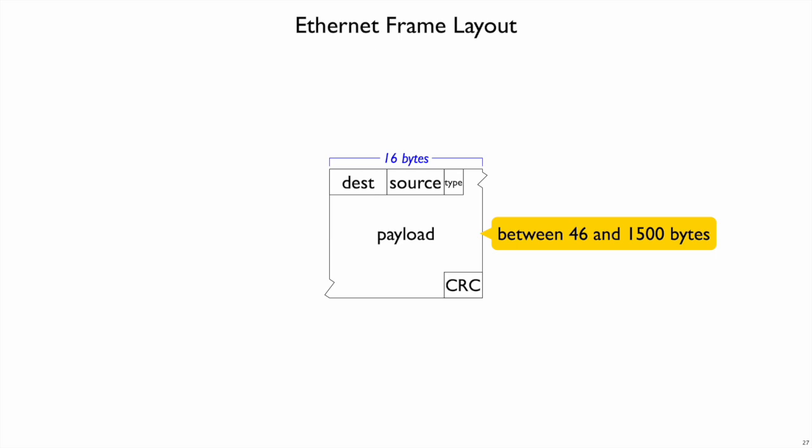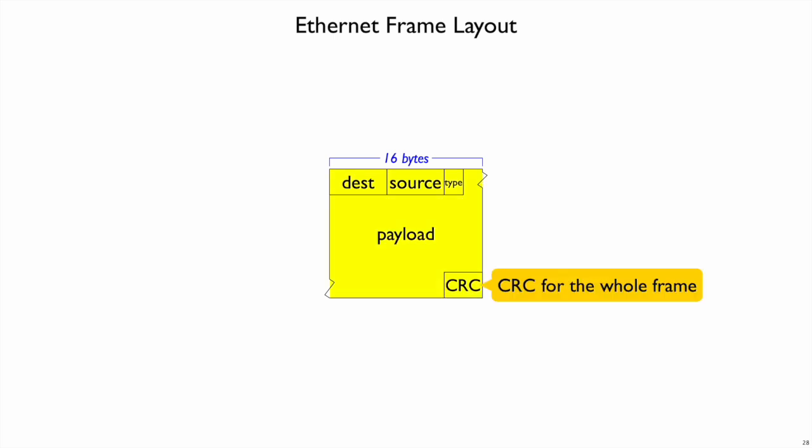The payload is always between 46 and 1500 bytes. So that 1500 should look familiar. That's a number that we've mentioned usually corresponds to MSS, the maximum segment size. And the 46 is a lower bound that means we have to send a certain amount of data because smaller things might get confused for noise. And then at the end we have that cyclic redundancy check, or CRC, for the whole frame.